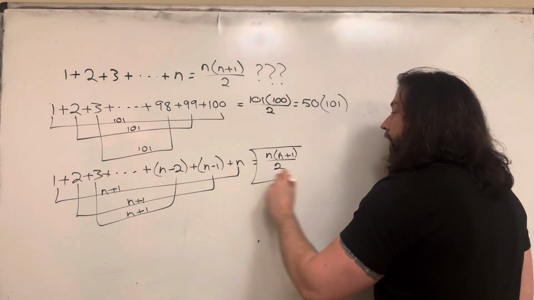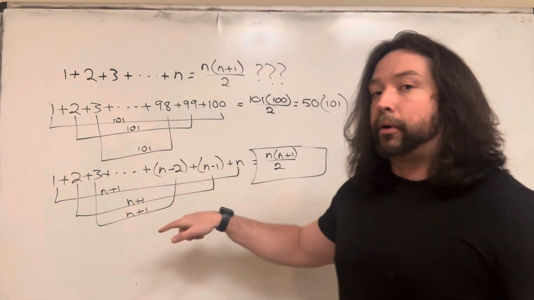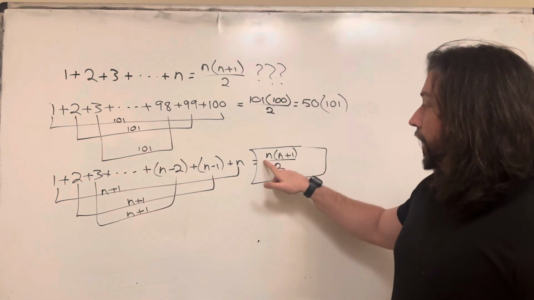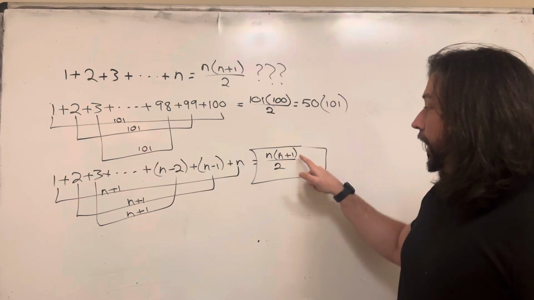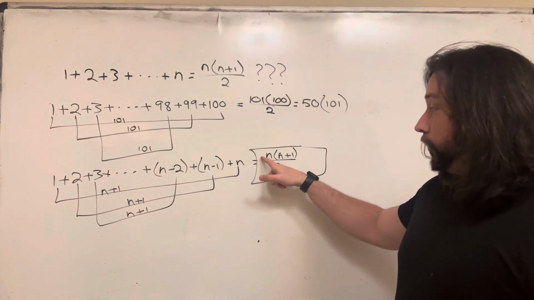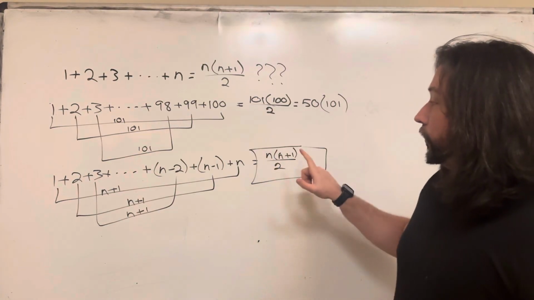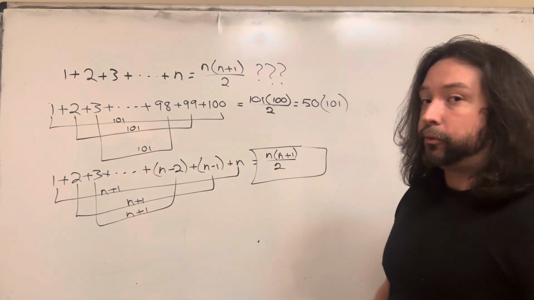And notice that it doesn't matter. You may look at this and say, okay, well, what if I have an odd number of sums? It doesn't matter, because if n is odd, n plus 1 is going to be even, which means it's divisible by 2. If n is even, then n is obviously divisible by 2. And so you will always get an integer for this.